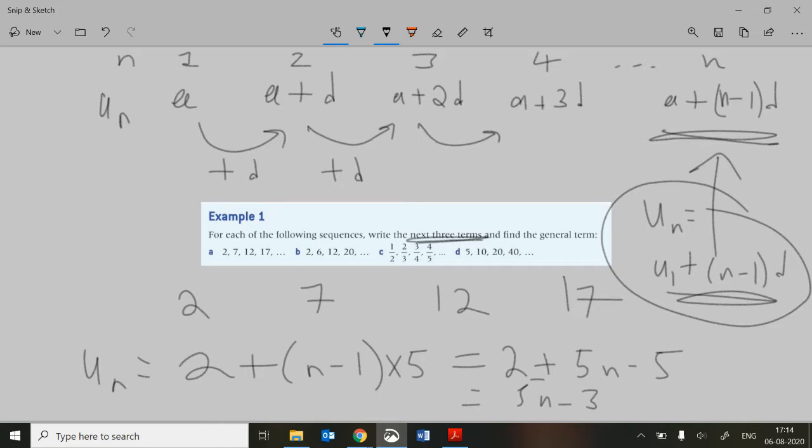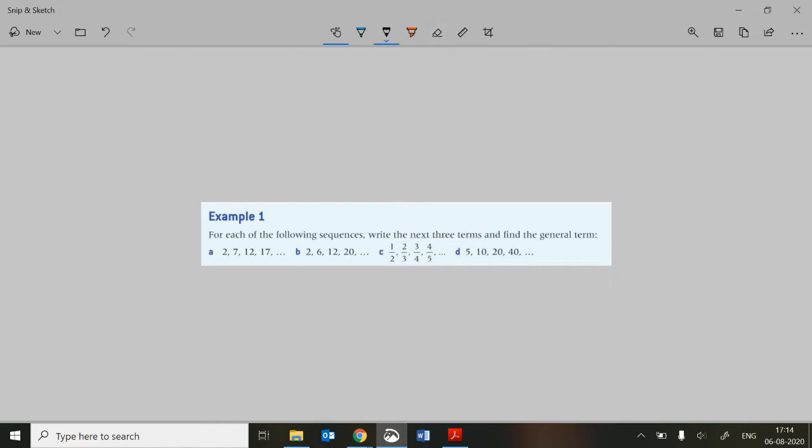Okay, let's get rid of all of that stuff. Okay, so there's the first one. That's basically stuff that you've seen before, so I'm not going to spend too much time on that. Right, this second one. This is a geometric sequence.